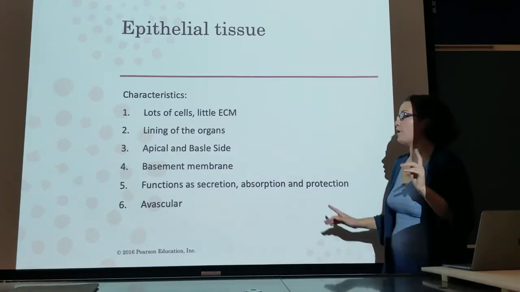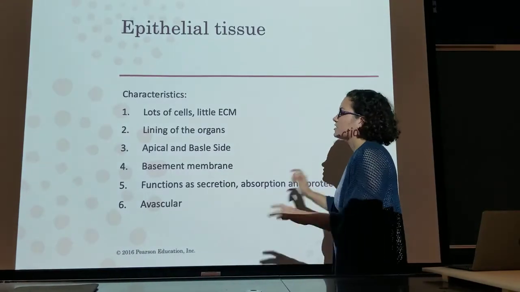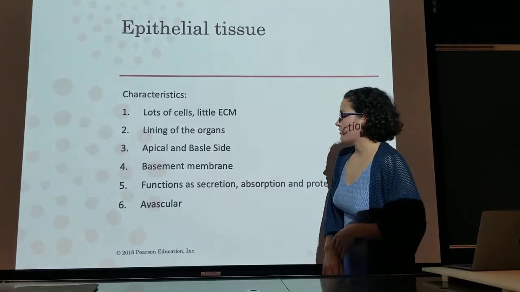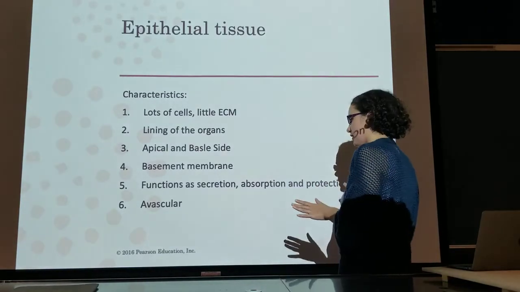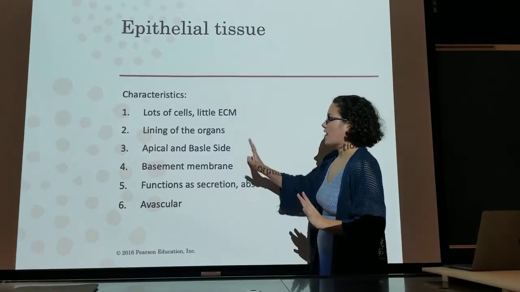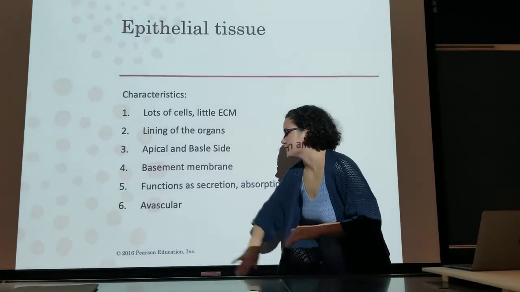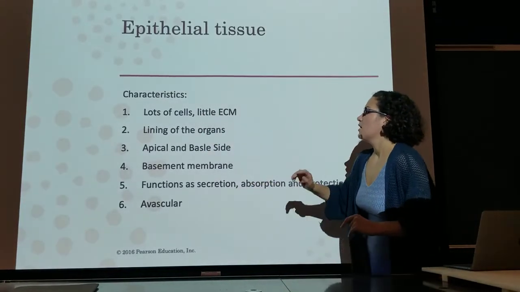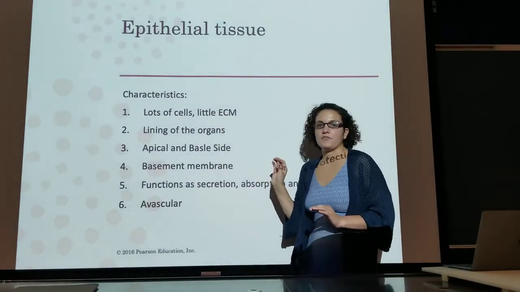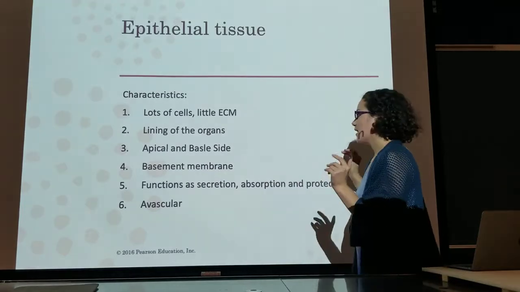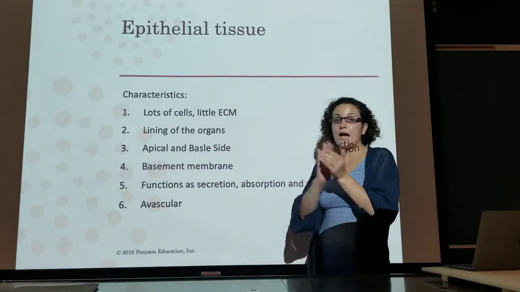I do have to review epithelial a little bit. So remember from that pre-lab video, there were 6 characteristics of epithelial tissue that made it unique, all right? I want to focus on the first one and the last one, all right? Number 1 and number 6. So there are a lot of cells and a little bit of ECM, right? So when you're looking at epithelial tissue, it's really compact cells.